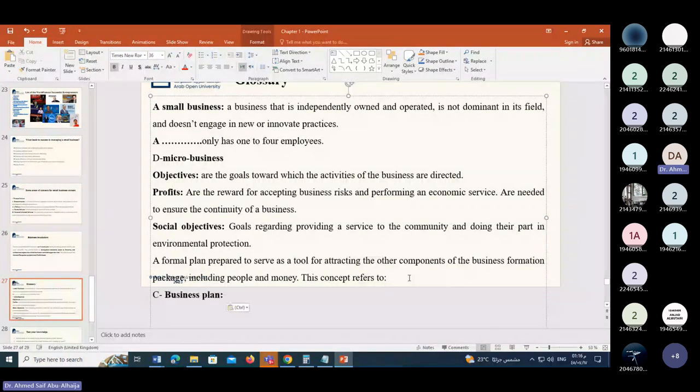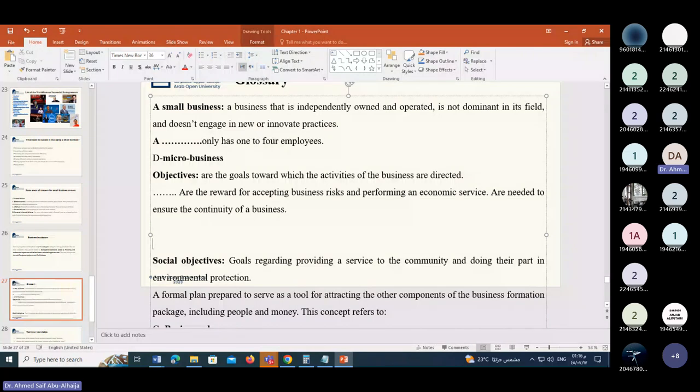Again, come here. Blank are the reward for accepting business risk and performing economic service needed to ensure the continuity of business? The answer is, suppose it's B, profit. Is it hard, guys? Yeah, it's not hard.